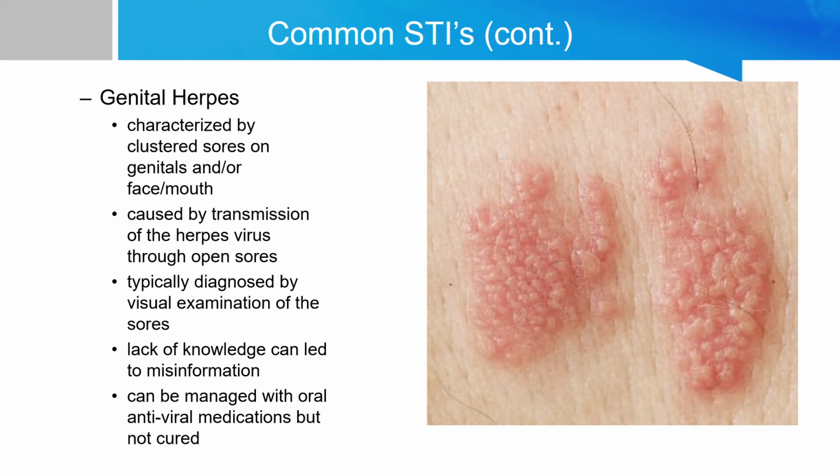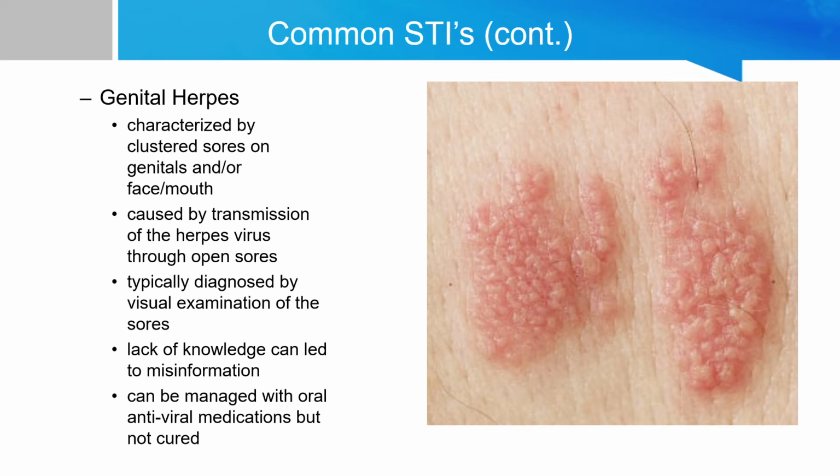Another common STI is genital herpes. Genital herpes is characterized by clustered sores on the genitals and/or face or mouth. Genital herpes is caused by transmission of the herpes virus through open sores. It is typically diagnosed by a visual examination of the sores by a physician or healthcare professional.